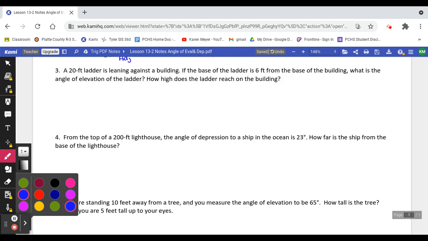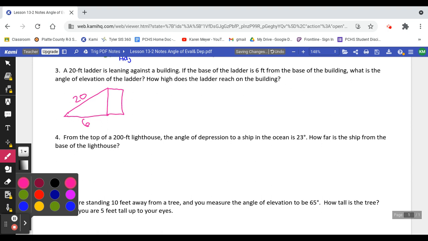Okay, number 3. We have a 20-foot ladder leaning against a building. All right, so here's my building. Boom. I got a ladder leaning against it. And then here's my ground. My ladder is 20 feet, so I'm going to put 20 over there for my slanted ladder. The base of the ladder is 6 feet from the building, so that makes the bottom. So the bottom of my right triangle is 6.